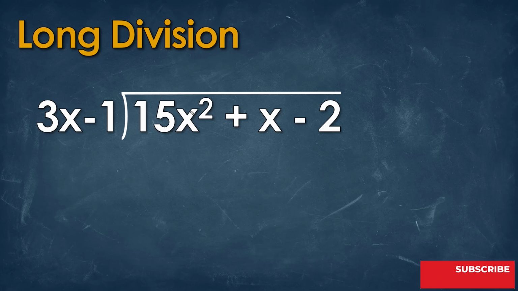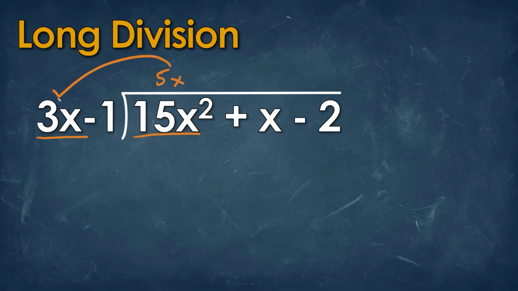Moving on to this example, again, we always take a look at our largest polynomials on either side. We need to figure out a number that if we multiply by 3x, we would get 15x squared. Or in other words, if we divided 15x squared by 3x, what would we get? The answer would be 5x. Meaning 5x times 3x would give us the same value that we have inside of our expression. Since we multiplied that by 3x, we also have to multiply it by negative 1, and that's going to give us negative 5x.